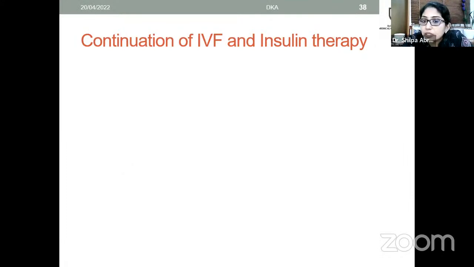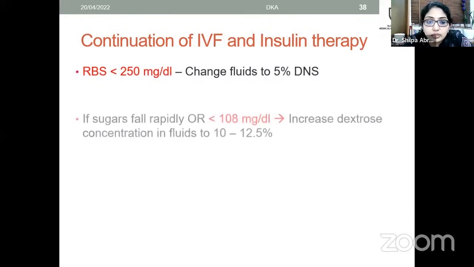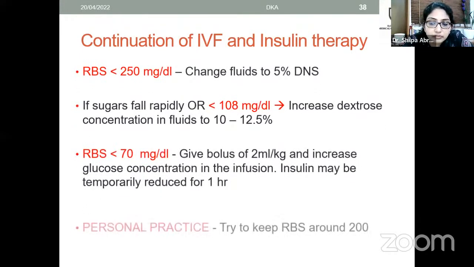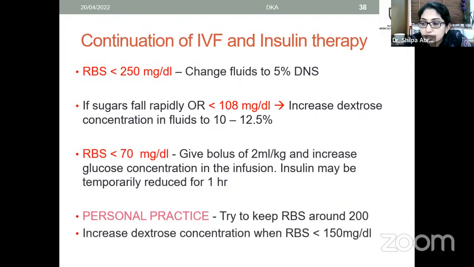Okay. Now, how about continuation? So that is how you start your fluid and insulin therapy. So how do you continue? Like we said, when the RBS falls to less than 250, you change the fluids to add dextrose to the fluid. Now, we expect a 50 to 100 milligram per deciliter per hour fall in the sugar.